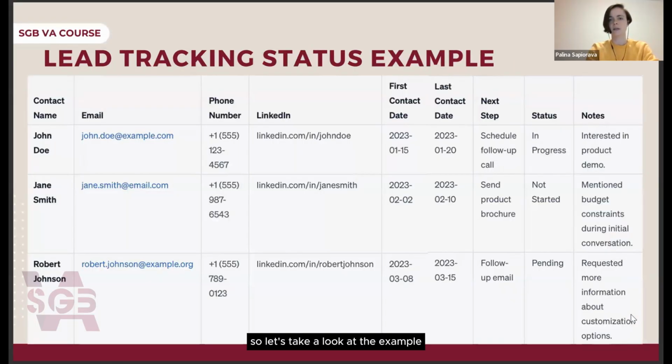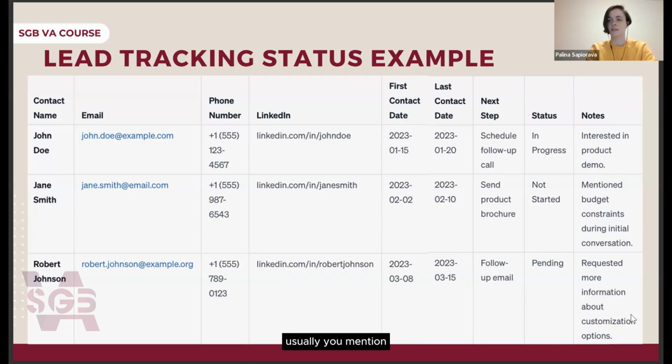So let's take a look at an example of such a system in Google Sheets. So of course, you have the main information about your client, like contact name. It might also include the company name, the position, anything like that. Of course, the contact information: email, phone number, LinkedIn, if you work with LinkedIn. And then you have the information about your progress, like, for example, when you contacted that lead, what the next step should be. Like, should you schedule a follow-up call, send additional information, send a follow-up, set up a meeting, or anything else that is possible.